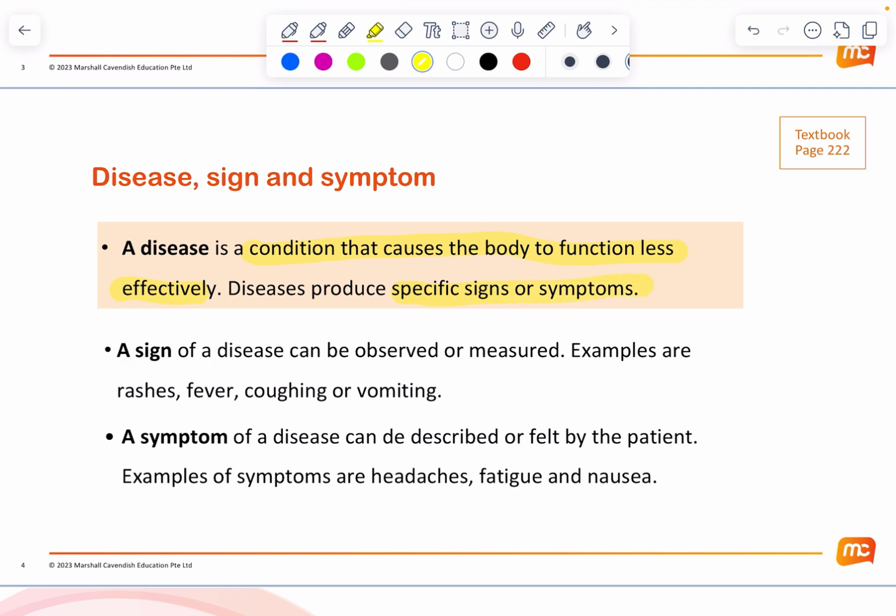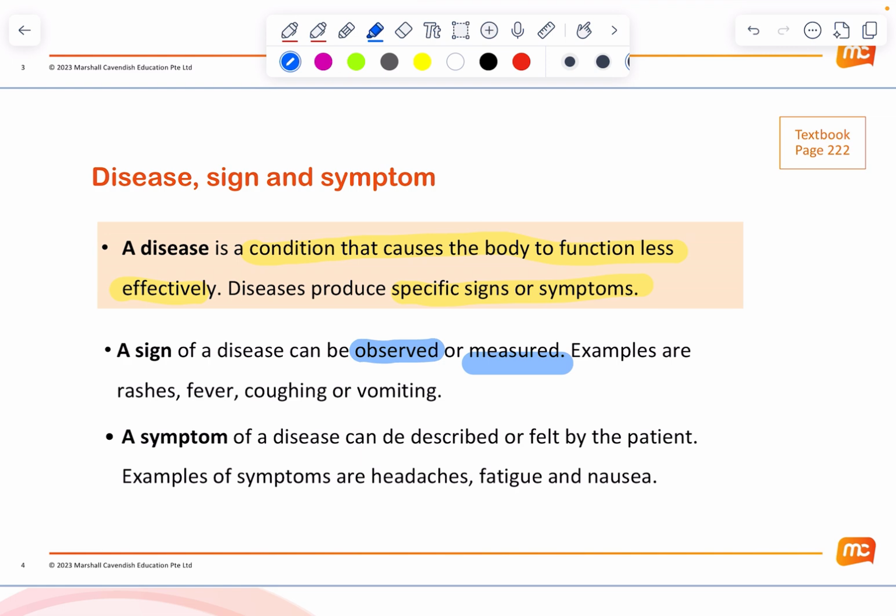So symptoms here can be described, and signs can be observed. For example, you have a running nose, you have fever, you have flu, or you feel nausea. So these are some examples. Signs of disease can also be observed, and more importantly, they can be measured. So it must be one of these two.